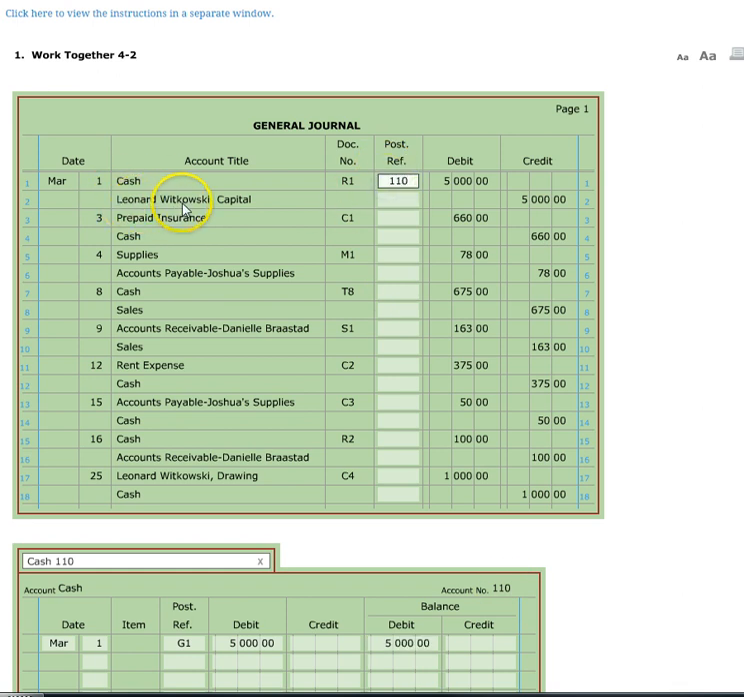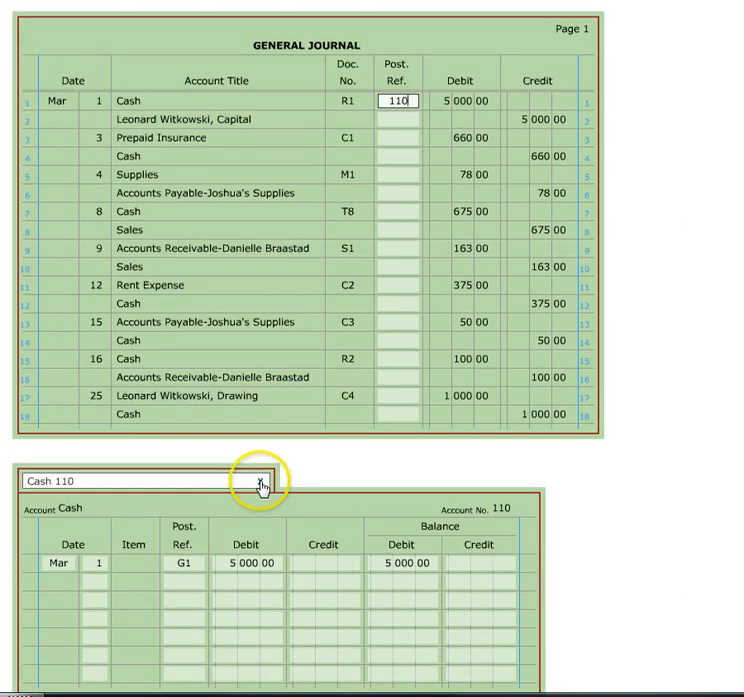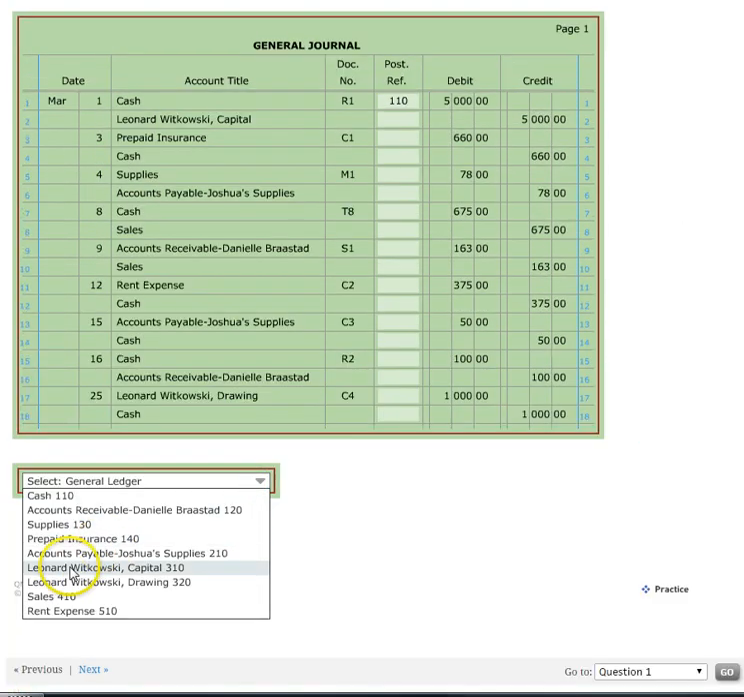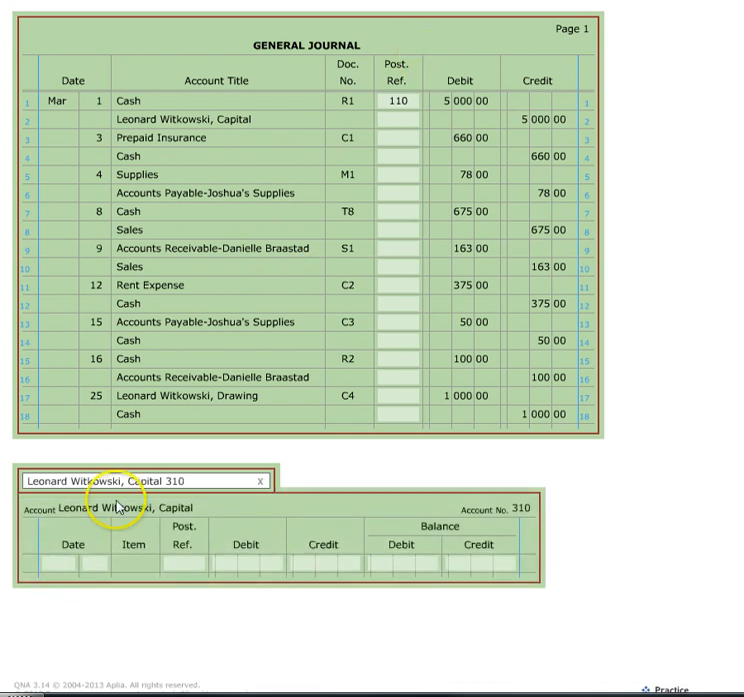So now I'm going to go to Leonard Witkowski Capital. All right, so I'm going to close that. And I'm going to choose Leonard Witkowski Capital, March the 1st. General Journal, page 1. This is a credit of $5,000. So I now have a credit balance of $5,000. I posted that into 310. So I record 310.